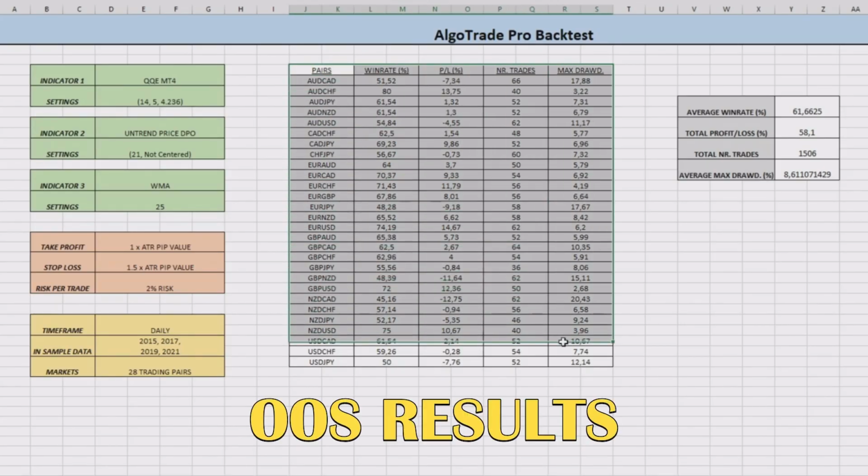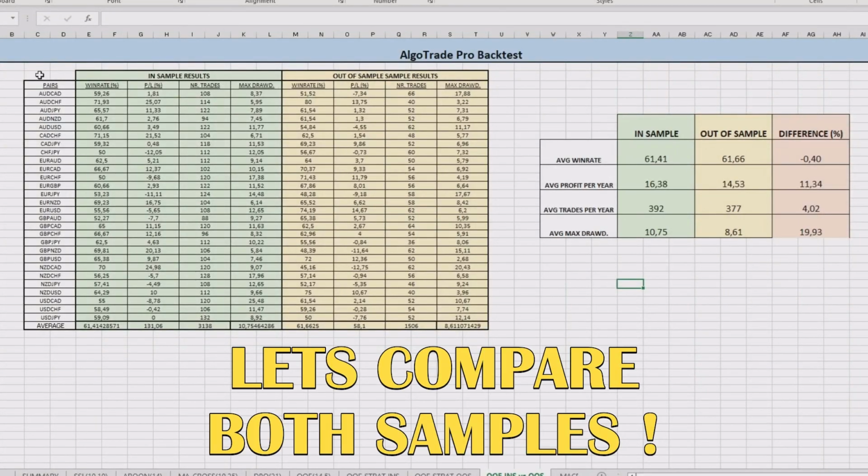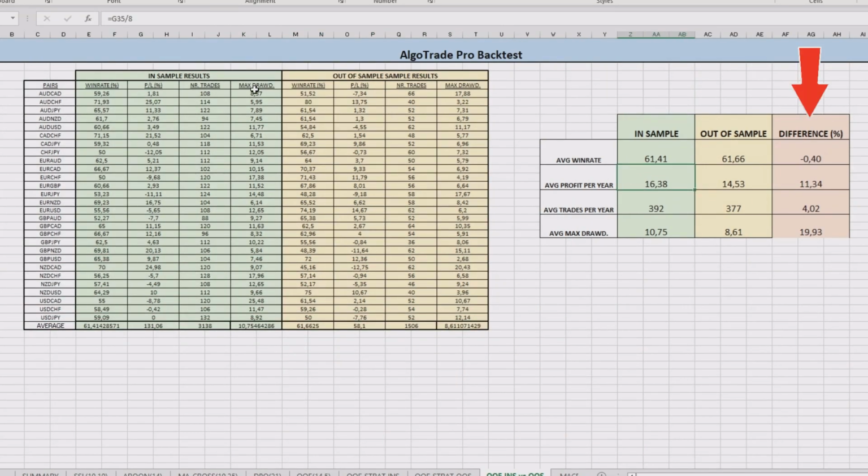Here are the out of sample results. The number of trades was 1,506, the win rate was 61.66%, and the profit was 58.1%. Now let's compare the in sample with the out of sample results. To calculate the difference between both samples, I simply divided the total profit and the total number of trades by the number of years that each sample had. So 8 years for the in sample data and 4 years for the out of sample data.